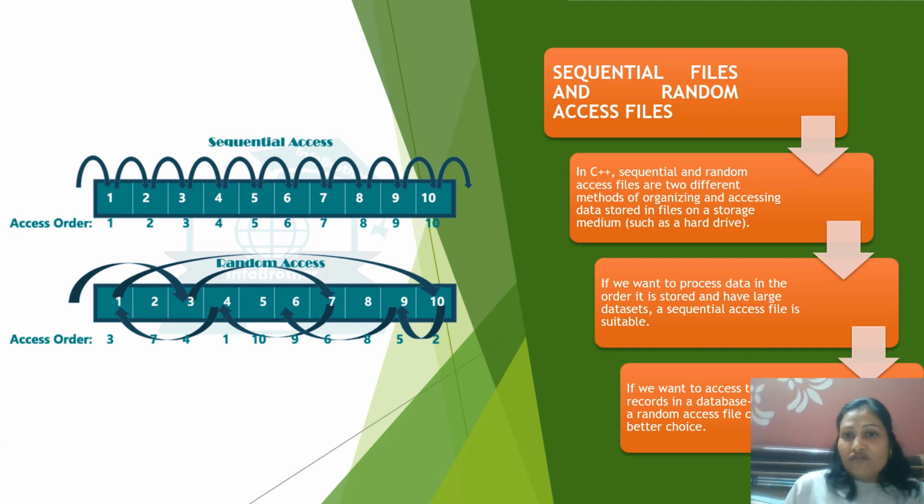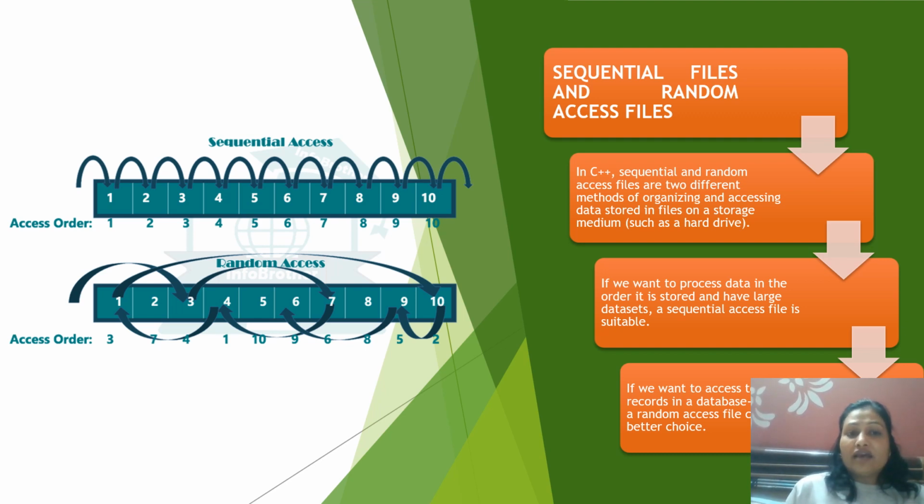Next is types of file. We have two types of file: sequential files and random access files. In the sequential file, if we want to access any data, then we have to move in a sequential manner. For example, if I want to access the fourth record, then I have to go through the first record, then the second record, then the third record, then finally the fourth record.